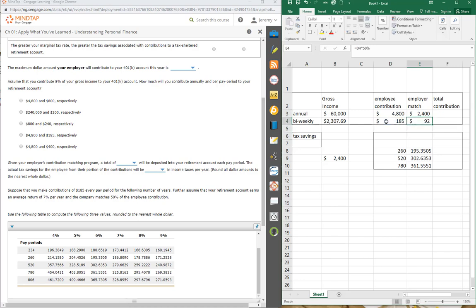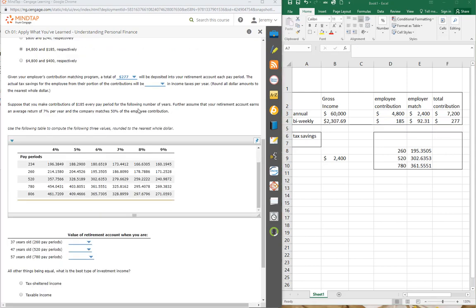Okay, so 92. To find out my total contribution, I'm just going to add right across those. Total contribution would be what I'm contributing plus what the employer is contributing, and the same thing down here for the biweekly amount. The next part is to figure out my actual tax savings for the amount that I contributed.